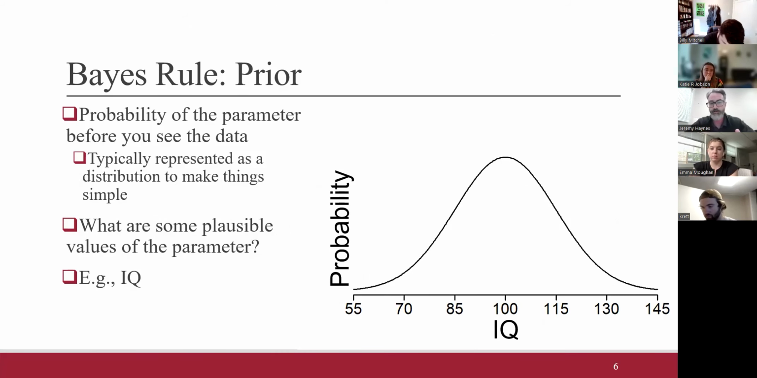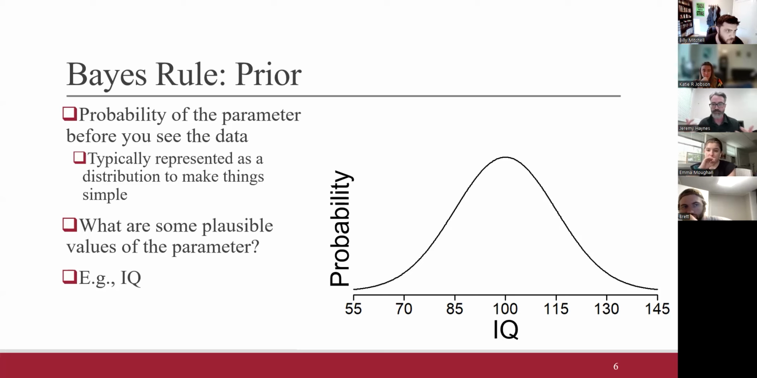So again, the prior is the probability of the parameter before you see the data. Like I said before, we generally represent this as a probability distribution, and this helps simplify a lot of things. Because instead of having to specify the probability of every single value of the parameter, we can just say, look, it looks like this probability distribution, and that makes our life a lot easier. And again, we're answering the question, what are just some plausible values of this parameter, just generally speaking?